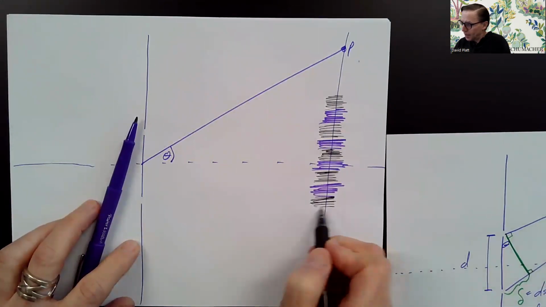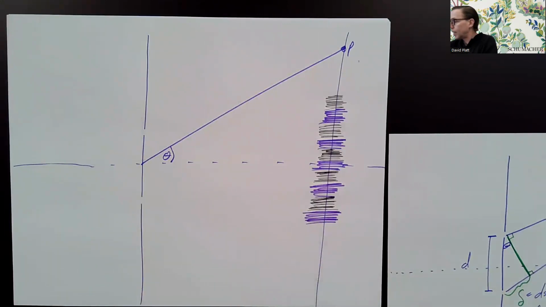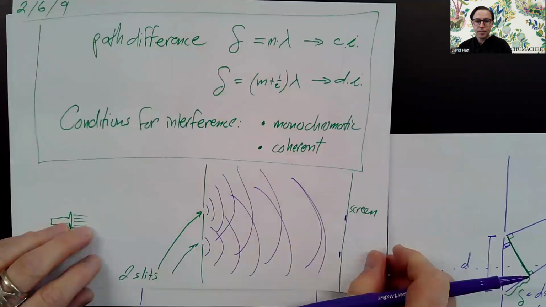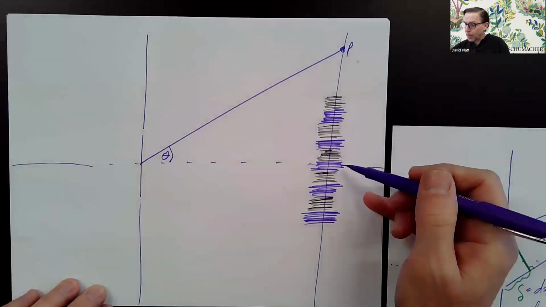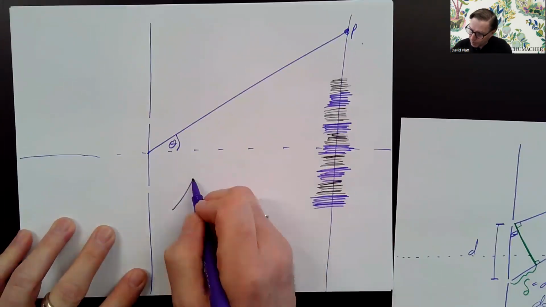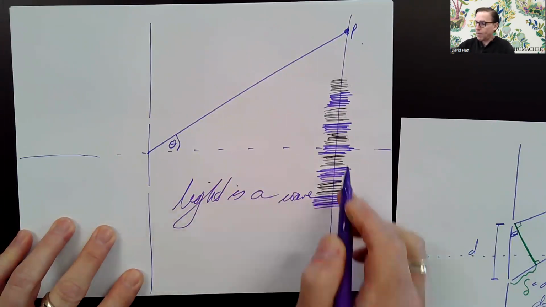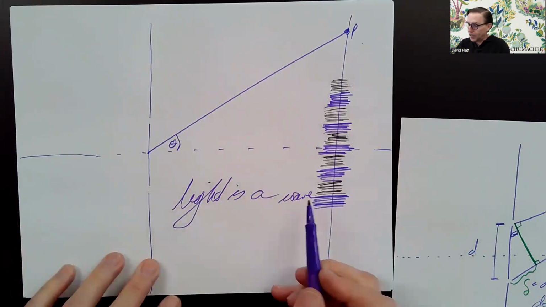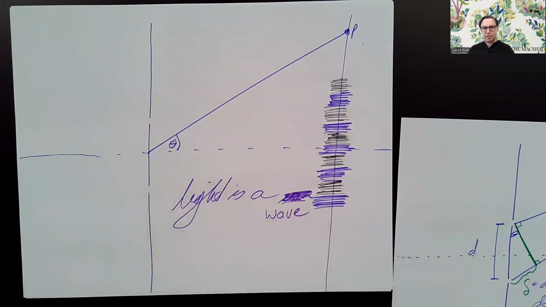So instead of getting what was a plausible guess, instead of getting 2 bright dots, which would have indicated that light was a particle, I get this alternation, bright, dark, bright, dark, bright, dark, which indicates that light is a wave. It's a wave because it interferes constructively and destructively. Light is a wave. So that is what's going on there.